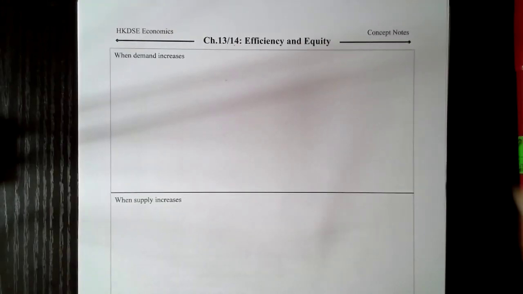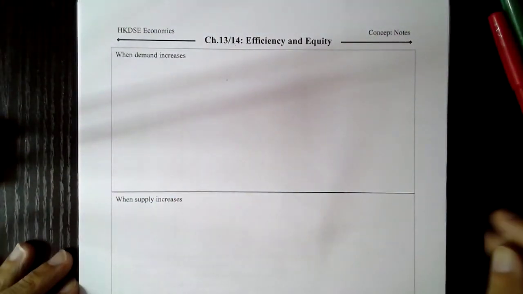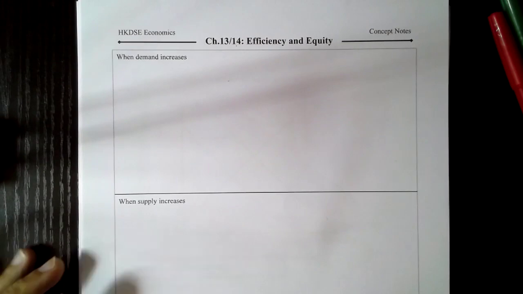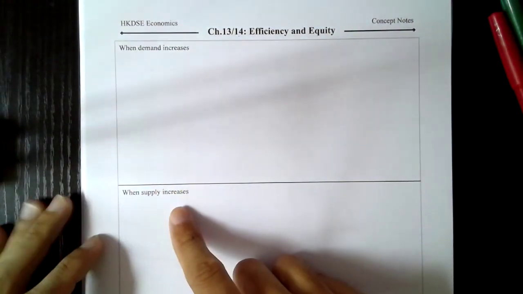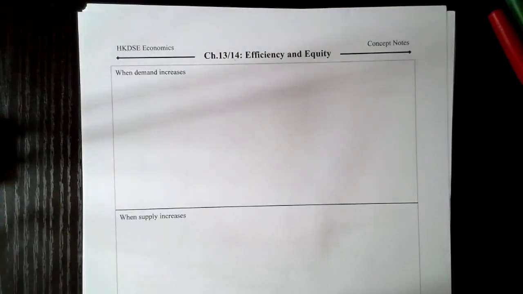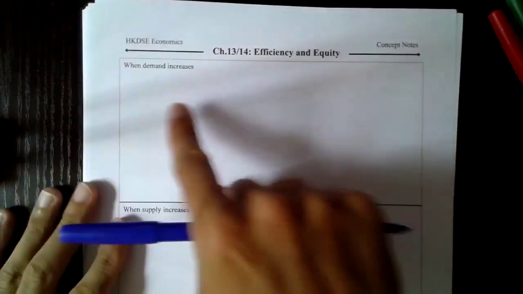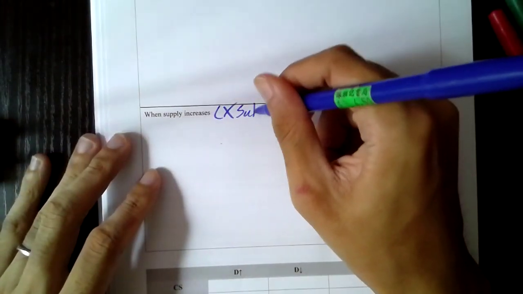Okay. Now, for this video, let's check out what would happen to efficiency, or what will happen to total social surplus when demand changes and or supply changes. Now, first of all, a word of warning. Here the demand change and more specifically the supply increase is not because of a subsidy.